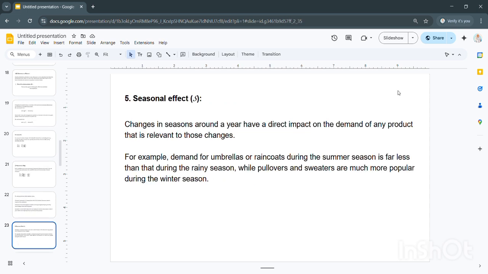Seasonal effect. Changes in seasons around a year have a direct impact on the demand of any product that is relevant to those changes. For example, demand for umbrellas or raincoats during the summer season is far less than during the rainy season, while pullovers and sweaters are much more popular during the winter seasons.